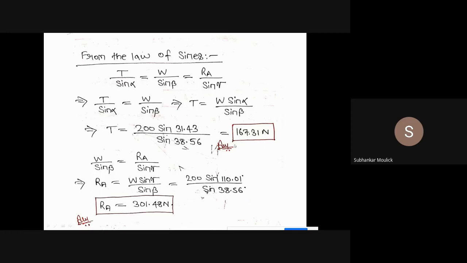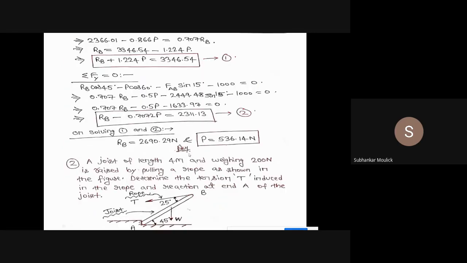That T is coming out to be 167.31 Newton. And if you take the second and the third combination, that is W by sine beta equal to RA by sine gamma, the value of RA will be W into sine gamma by sine beta. Gamma and beta are given to you, W is given in the problem, and RA comes out to be 301.48 Newton. These are the two unknowns which you need to find out in this given problem. Is the problem clear?